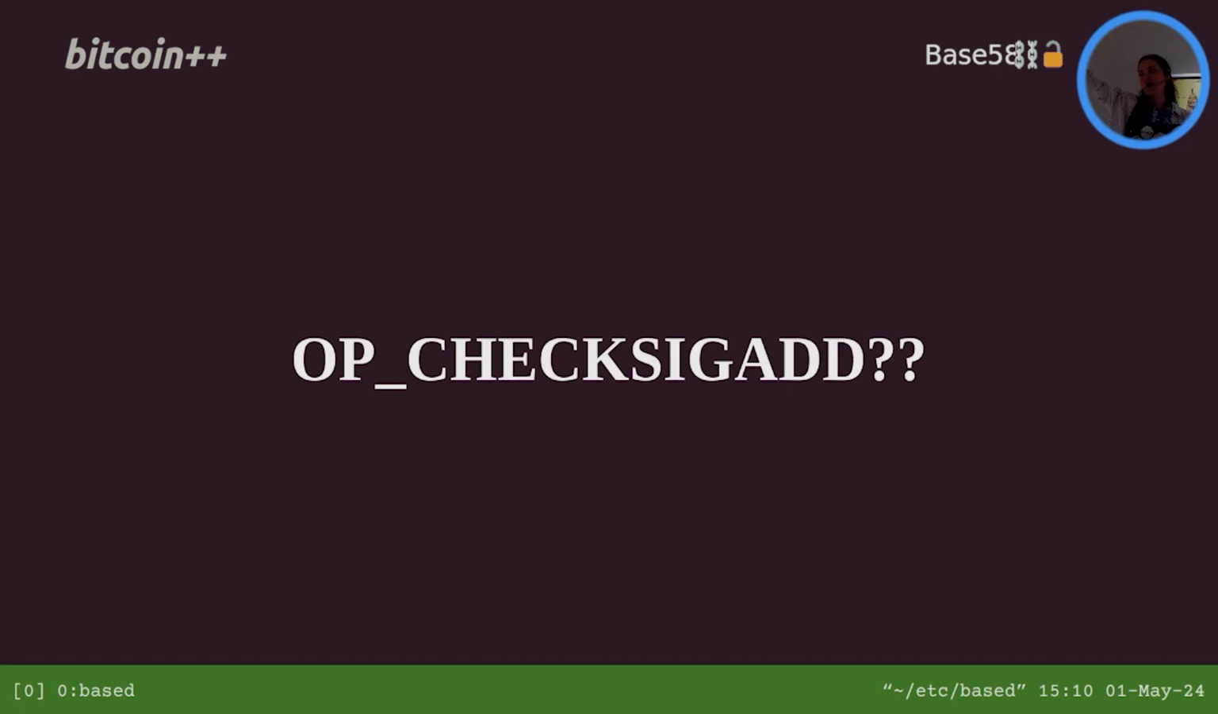How many people have seen this opcode before? People are like, I know what that is. There's like a handful of people. Okay, so not a lot.